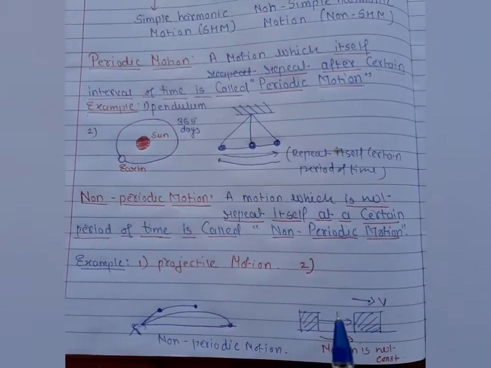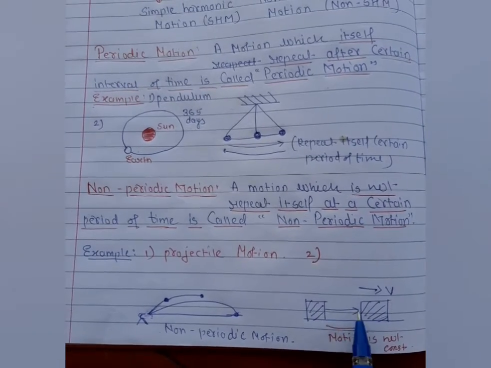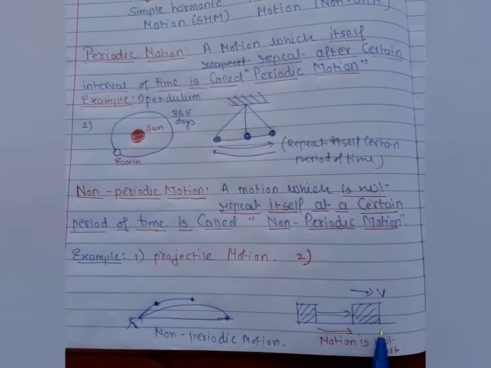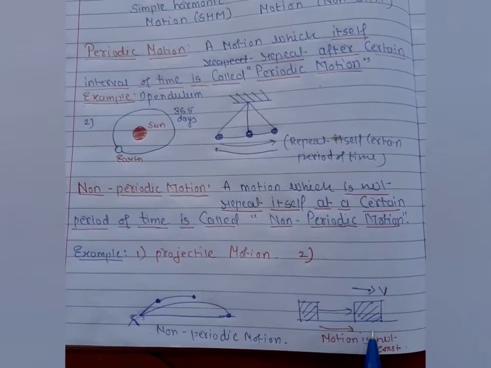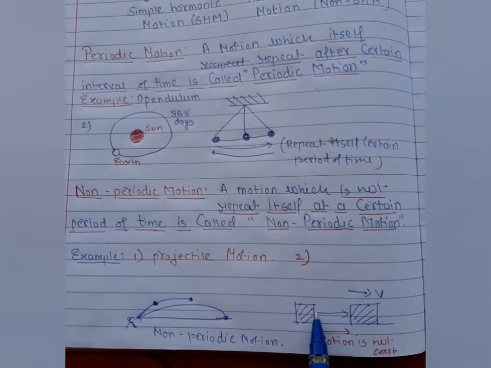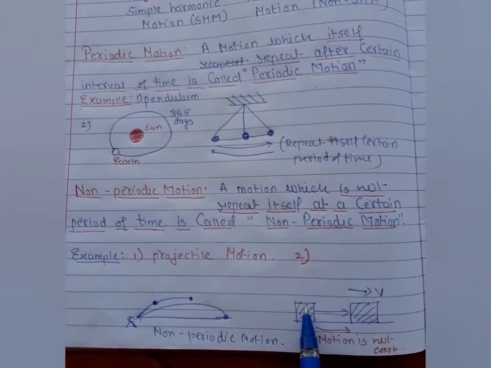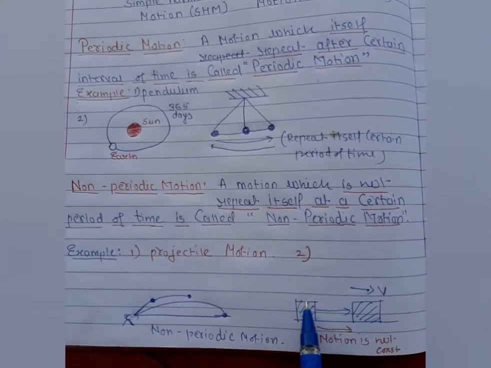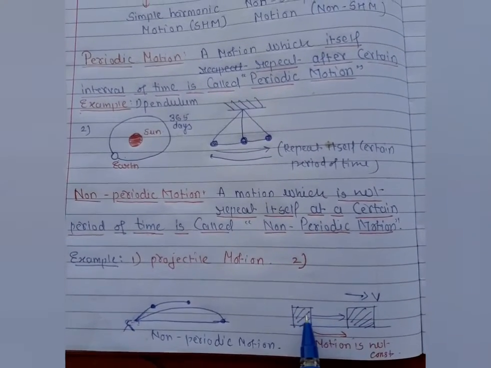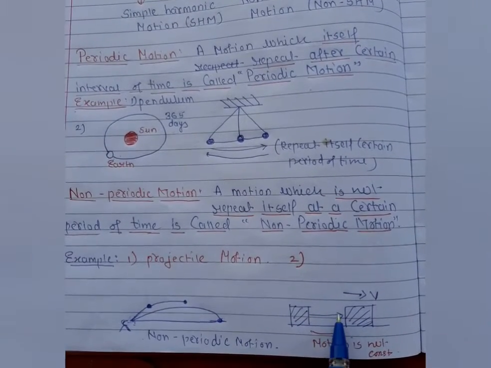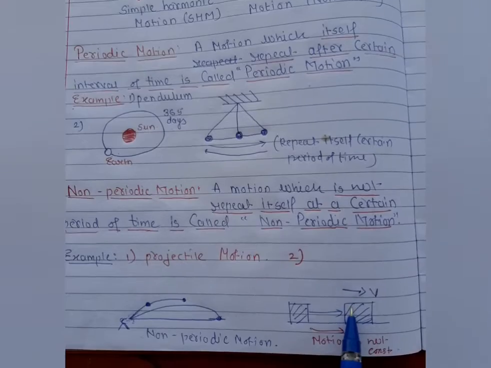Let's see some other example. This example is also a very simple and very famous example. Suppose we consider any object, and here we consider a surface. The surface is non-frictional here, and here we are taking a block. When we apply force on this block, what happens? This body starts to move, and then after a certain velocity this body again stops.